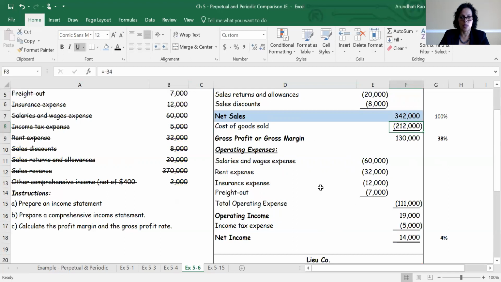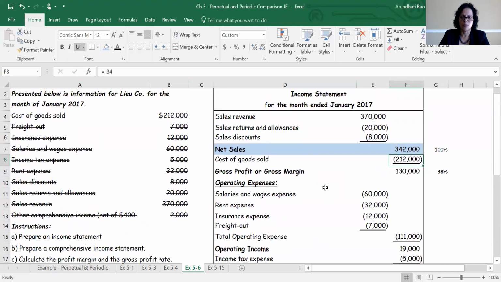So as you've seen, these are all the numbers that come from the information that you learned in this chapter. In particular, items such as cost of goods sold and the freight out. Those were items that we dealt with at length in this chapter. So this is an overview of the multi-step income statement. Next, we're going to take a look at a different exercise that deals with the periodic inventory system.